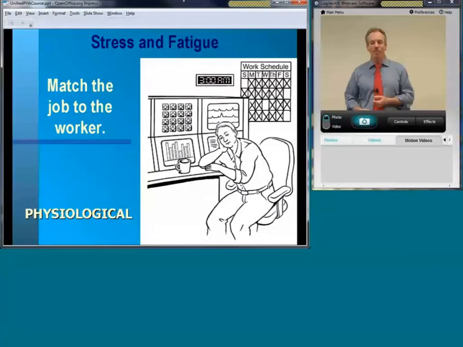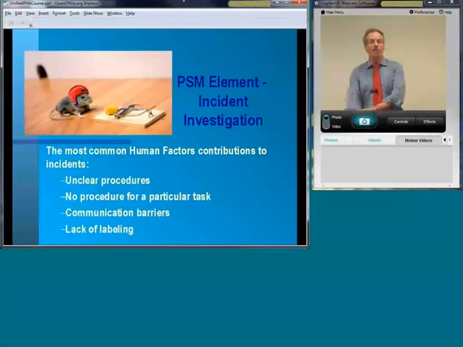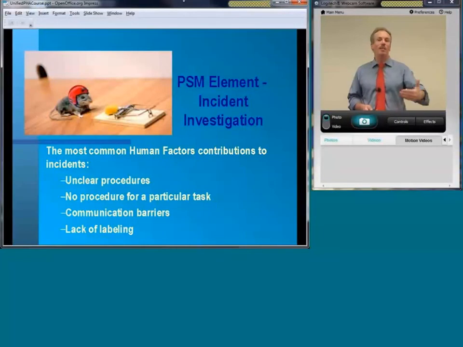Some of the things that have come up when you're implementing process safety management systems, when you're looking at incidents, are unclear procedures, not having procedures, communication barriers, lack of labeling. These are key things that do lead to accidents. So these are the things that obviously you want to make sure that you cover properly during your HAZOP study.